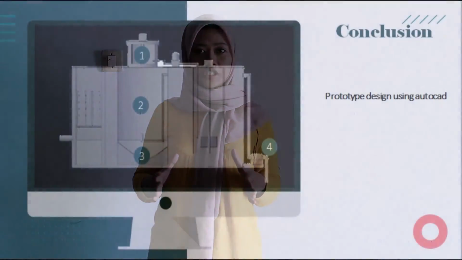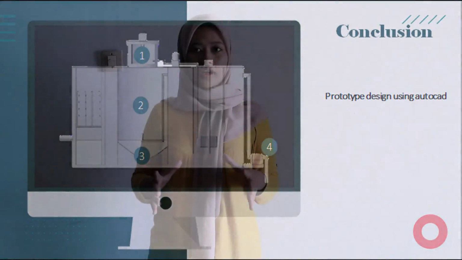From the following picture, number 1 is the dosing tank. Number 2 shows the chemical precipitation reactor. Number 3 is the image for the sediment collection reactor. And number 4 is the pump.